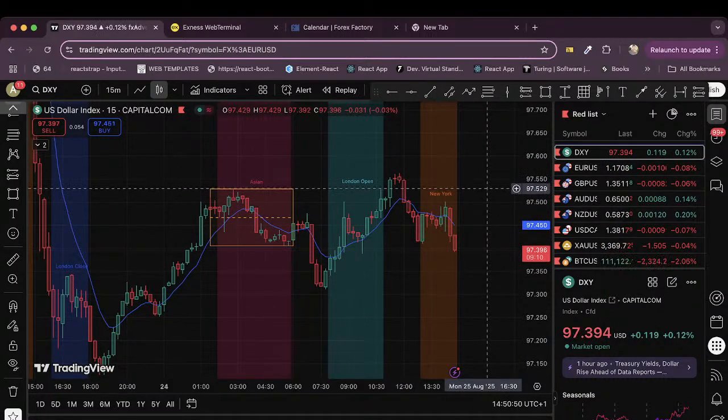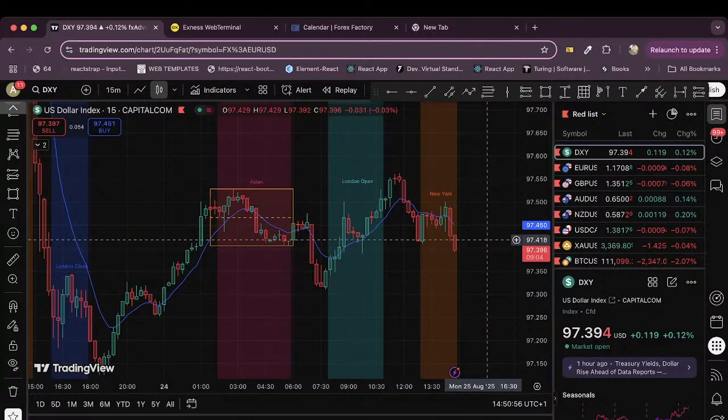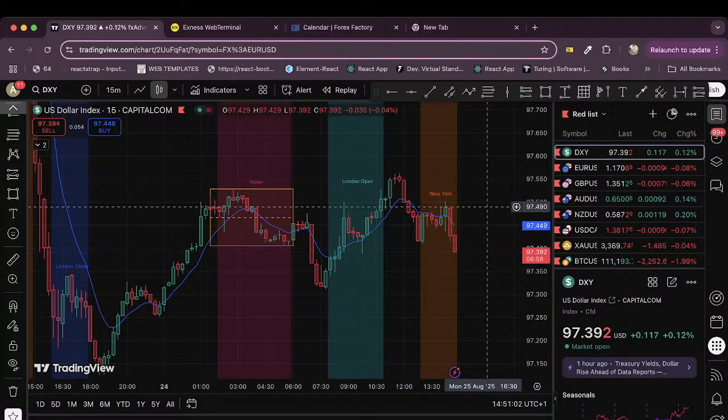There's a lot of fake out going into the market now. I don't know why the market is coming down, but it shouldn't. It's expected that DXY should be buying up, but for some reason it's plunging down.